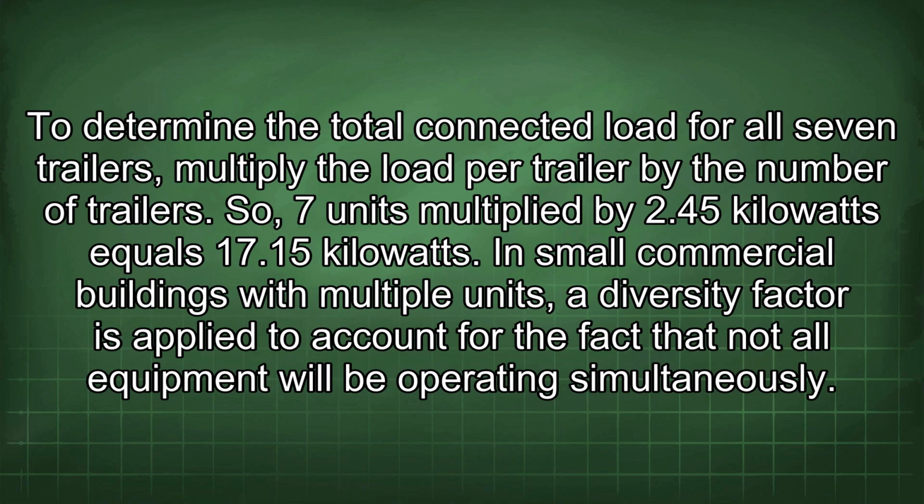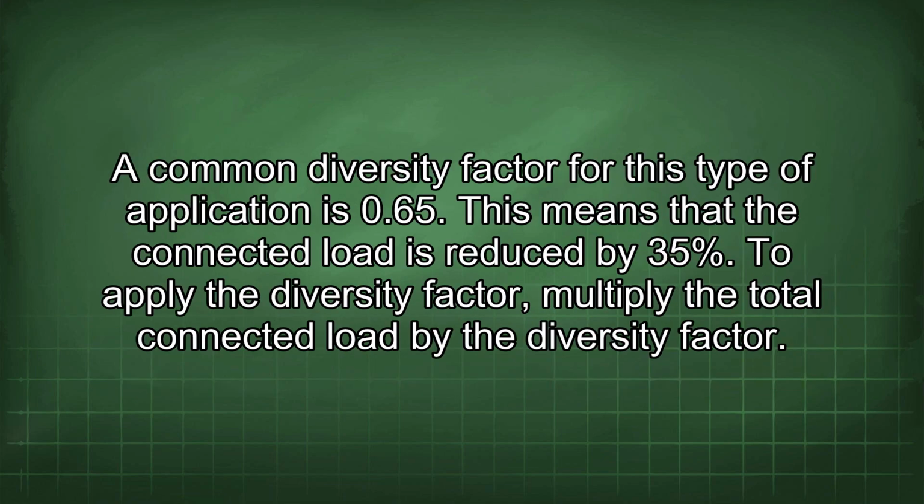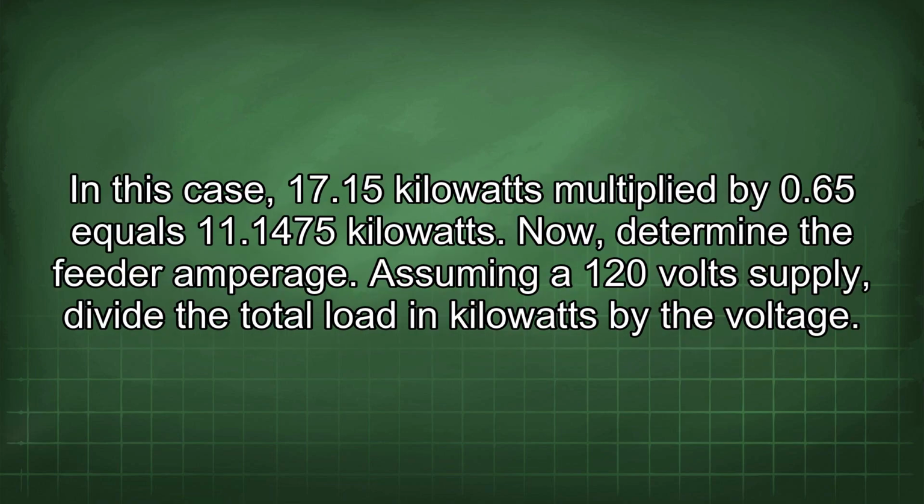In small commercial buildings with multiple units, a diversity factor is applied to account for the fact that not all equipment will be operating simultaneously. A common diversity factor for this type of application is 0.65. This means that the connected load is reduced by 35%. To apply the diversity factor, multiply the total connected load by the diversity factor. In this case, 17.15 kilowatts multiplied by 0.65 equals 11.1475 kilowatts.